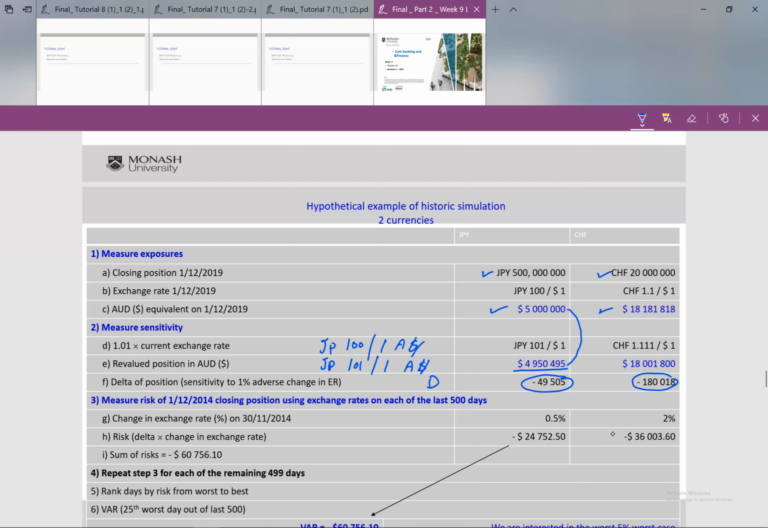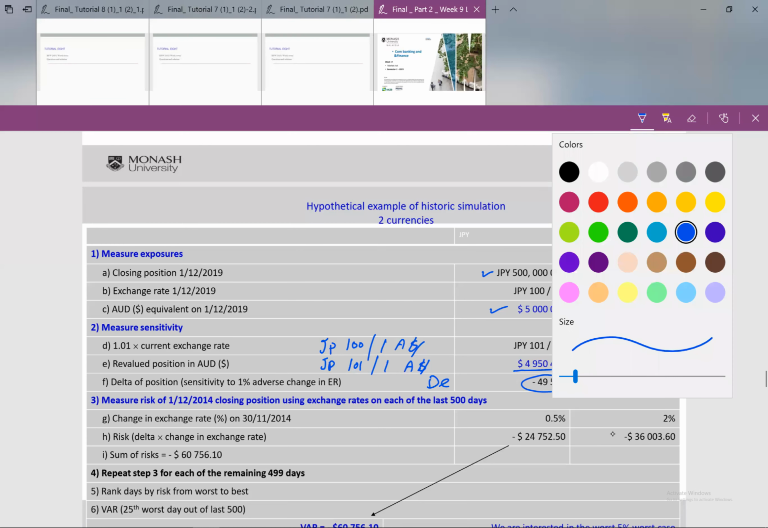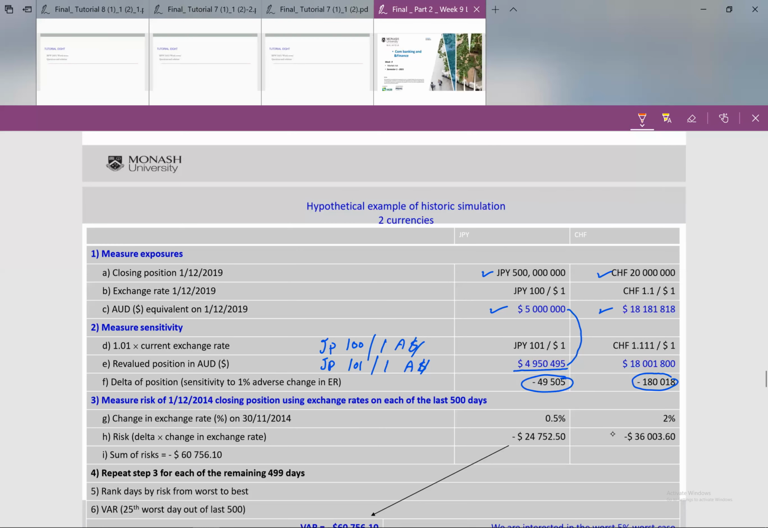I want you to understand it. The understandable delta is a drop of 1%. Hypothetically, you assume that there will be a drop of 1%. And if there is a drop of 1%, in this case it's an increase, a depreciation in the Japanese yen, and here a depreciation in the Swiss franc. So if there is 1% depreciation, that will cause me 49,505 in my investment in the Japanese yen and 18,010 in the Swiss franc.